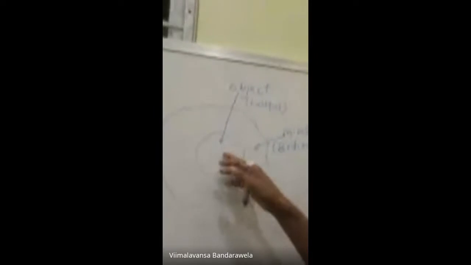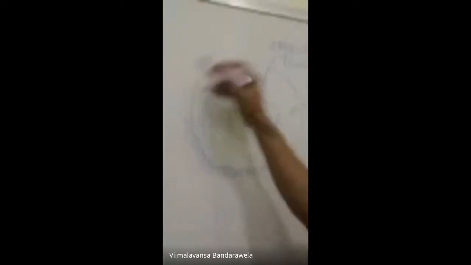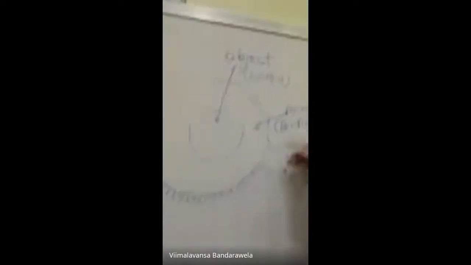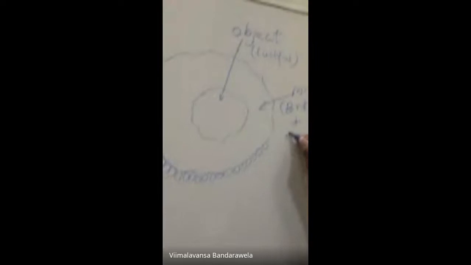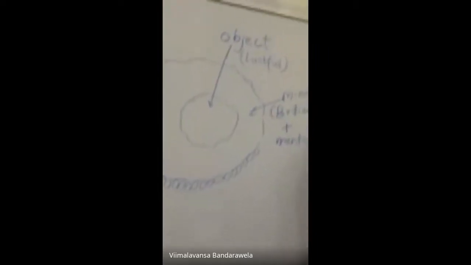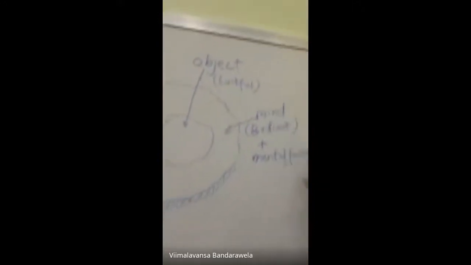And then this mind actually depends on the rupa, right? Mind depends on the rupa. All around the mind you have rupa kalapa, right? So mind cannot arise alone. Mind arises with the mind plus mental factors.